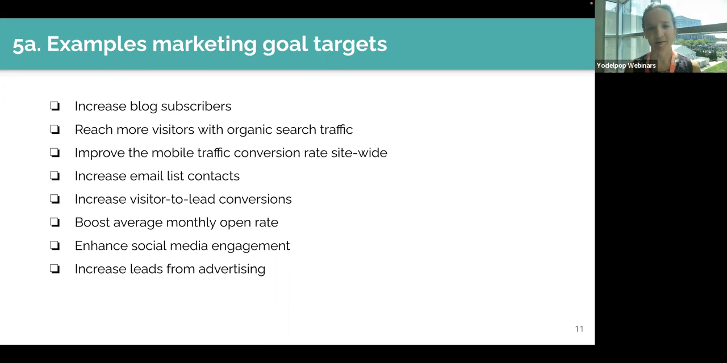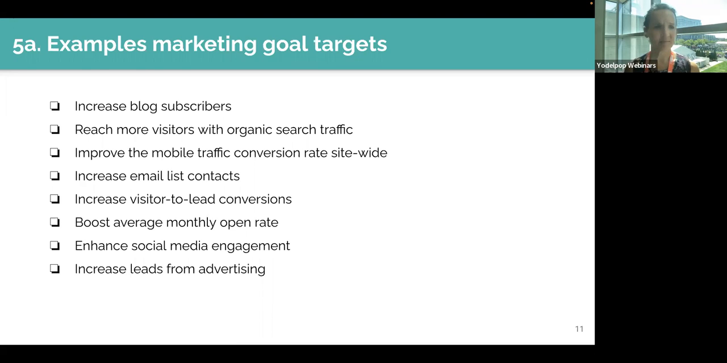And most people at your organization will understand that it's a marketing goal. Increase blog subscribers, that's a marketing goal target. We're not talking about specific goals here. We're talking about appropriate targets that actually are marketing goal targets. Increasing blog subscribers, reaching more visitors with organic search traffic, so organic visits to the website, the conversion rate for visitors coming from mobile.